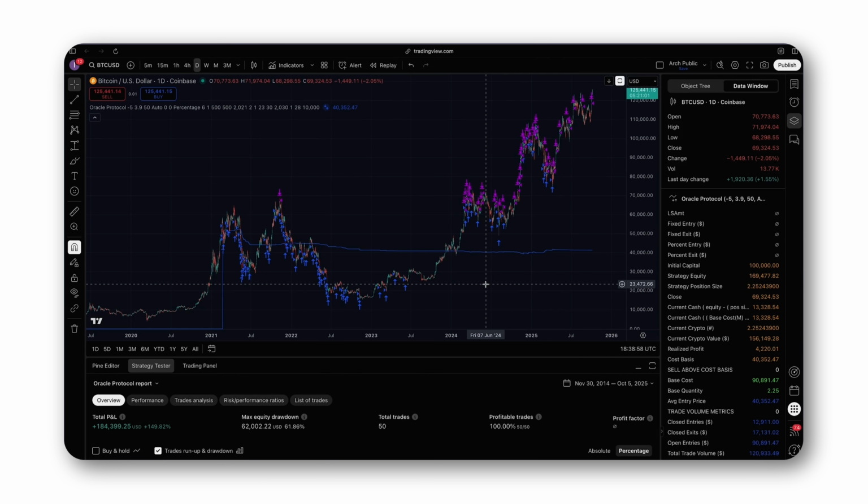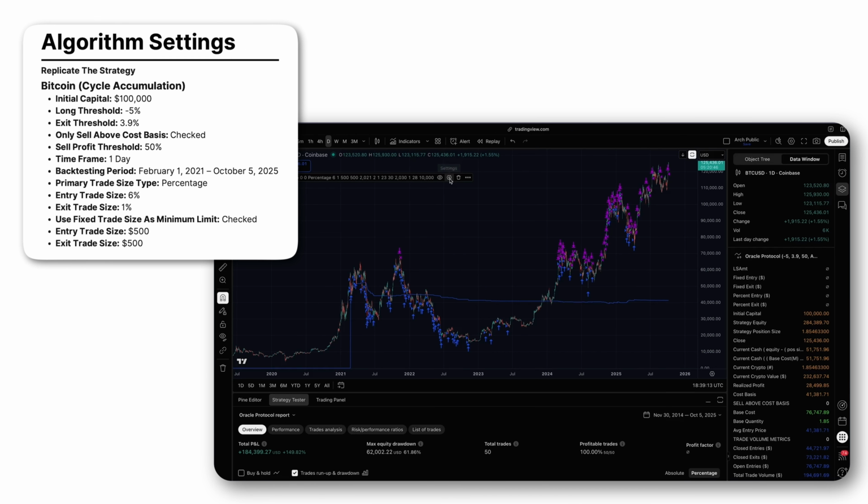This is our Bitcoin cycle accumulation recipe for the Oracle protocol. You should see the settings on your screen here. What we wanted to showcase is how the algorithm behaves over an entire cycle. So the initial capital for all these examples is $100,000. This does not involve adding capital, which is much more realistic. Within this 4-year period or so, it's highly unlikely that you would have never added.